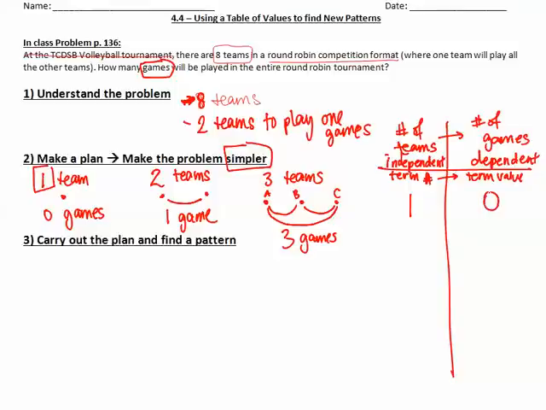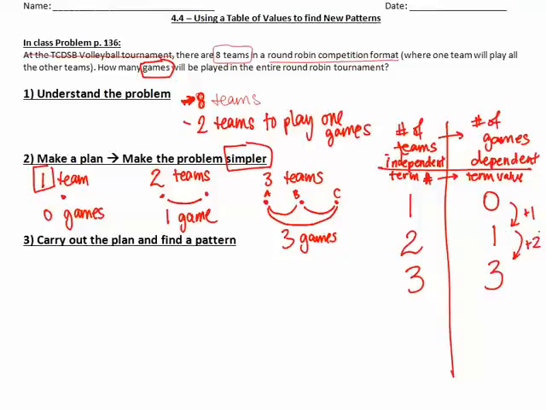Then we continued and made it a little bit more challenging, and we had 2 teams. 2 teams played one game. 3 teams, if we continue on, played a total of 3 games. So let's see if we can find a pattern here. 0 to 1 and then 1 to 3. I'm kind of maybe seeing a pattern. I have 0 plus 1 and then 1 plus 2. Maybe we're starting to see a little bit of a pattern here.